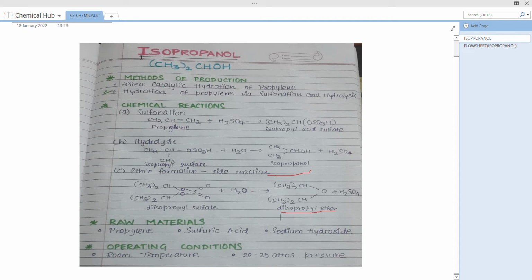First of all, isopropanol is a C3 chemical having chemical formula (CH3)2CHOH. Let us discuss the methods of production of isopropanol. Isopropanol is produced via direct catalytic hydration of propylene, and the other method is by hydration of propylene via sulfonation and hydrolysis. So here in this video, we are going to discuss hydration of propylene via sulfonation and hydrolysis.